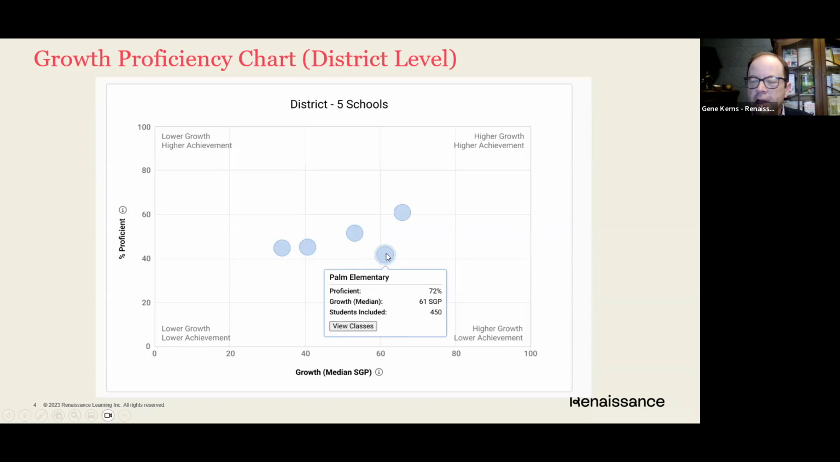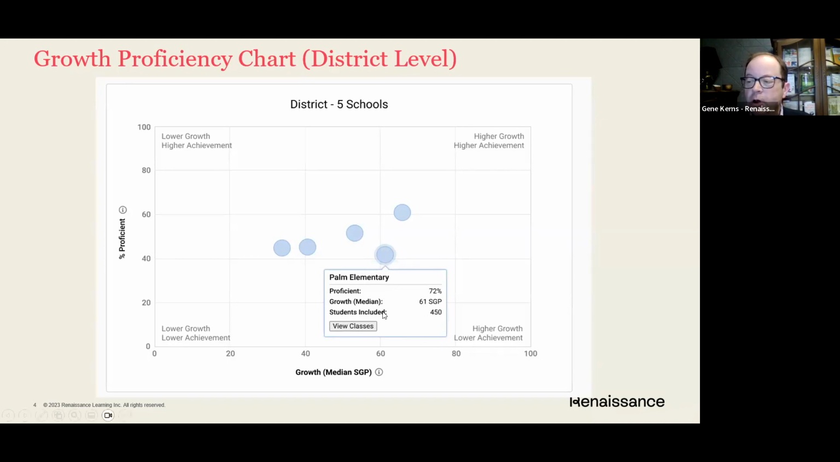So in this case, if I hover over this dot towards the bottom right, it'll pop up and tell me, well, that's Park Elementary School. 72% of the students in that school met the proficiency benchmark you'd set for them. Their SGP is 61. We'll talk about how to interpret that. It's actually a great number. If you were the principal at Park, you'd be really happy about that one.